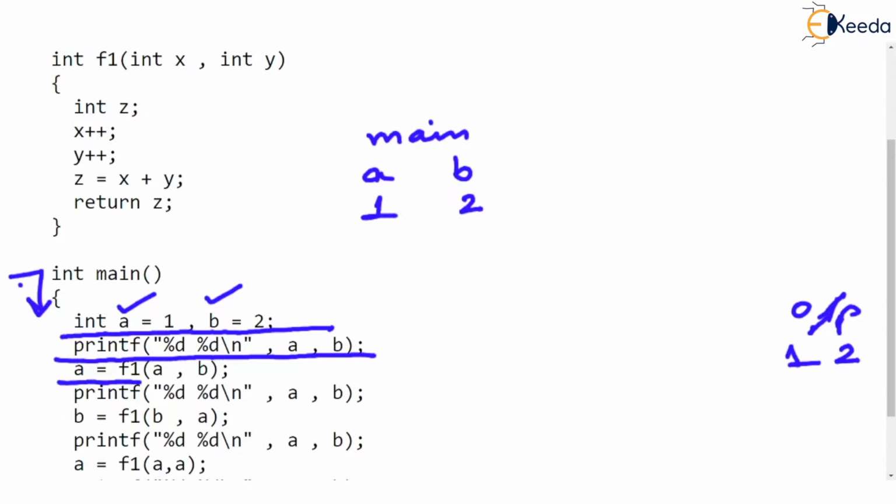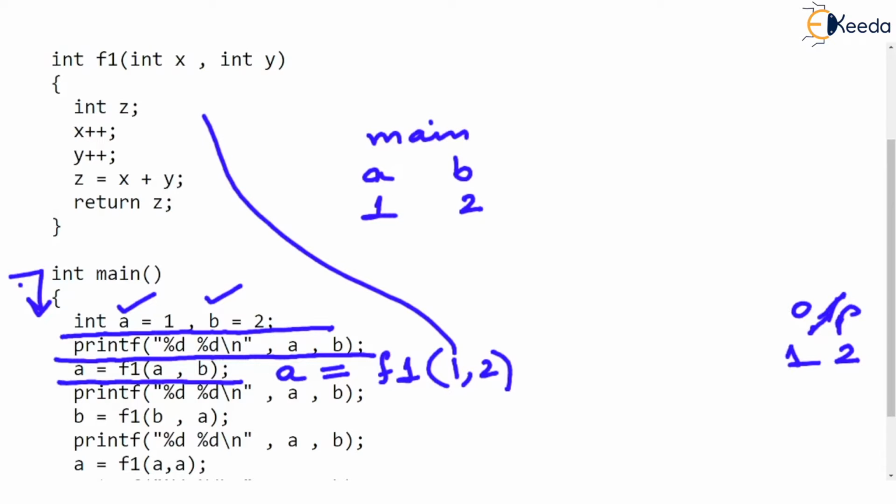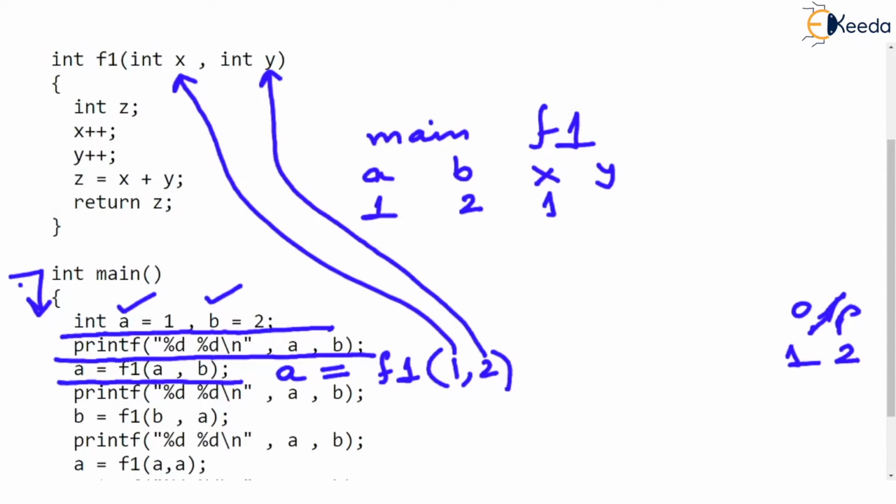So the next line is the call to the function. But you should read this call as the f1 function is called by passing the value of a and the value of b. So the call becomes a equal to f1(1, 2), isn't it? Because a is 1 and b is 2. So 1 goes in the parameter x, 2 goes in the parameter y, correct? So I will open up a function f1 where the parameters are x and y. x receives the value of a and y literally copies, receives the value of b.